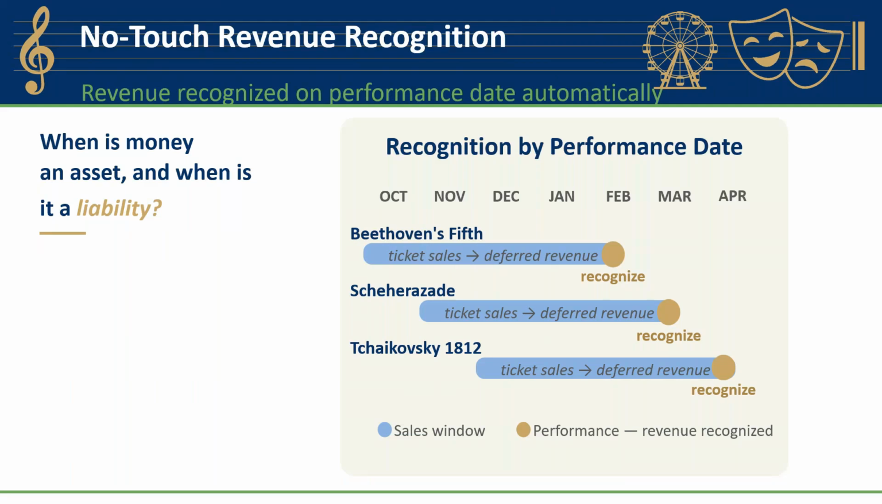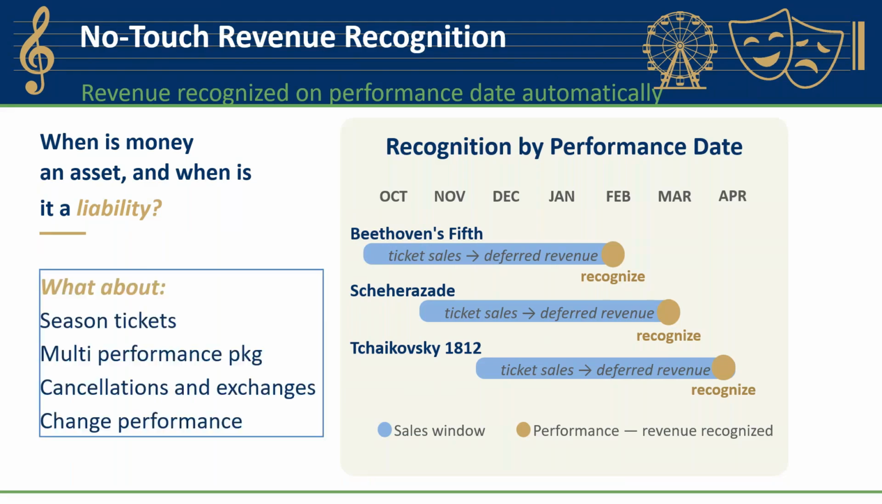I need to figure out again how much of that revenue is directly attributable to that specific performance, and then move that amount from deferred revenue to actual revenue. Well, okay, that sounds okay, but what about season tickets? How do you allocate those across all those performances? What if I didn't purchase season tickets? I just bought 2 or 3 performances out of the 5 that you did during the season.